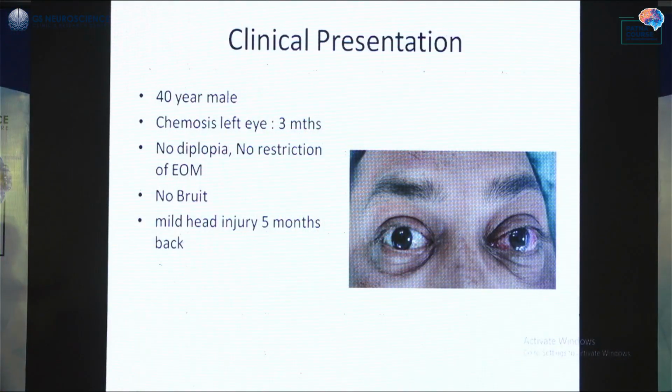So, a 40-year-old male, chemosis in the left eye, no diplopia, no restriction of eye movements, no bruit. The patient was roaming from one ophthalmologist to another because there was no proptosis actually, only the presentation was chemosis.